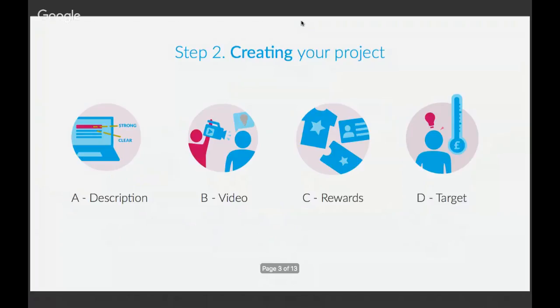We're going to be going into more detail on these 4 key elements. First of all, the description, that's the written story on your project page. The video, of course, rewards, and finally, setting targets.